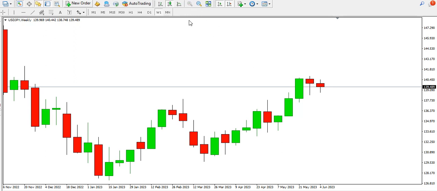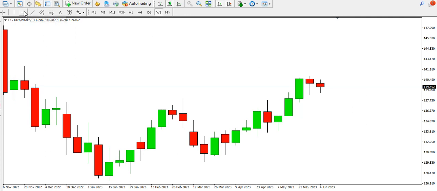USDJPY on the weekly time frame is currently ranging. The overall direction on the weekly time frame is still bullish. This particular week's candlestick, the week is almost ending in the next few hours, but this particular weekly candlestick is not completely formed yet.